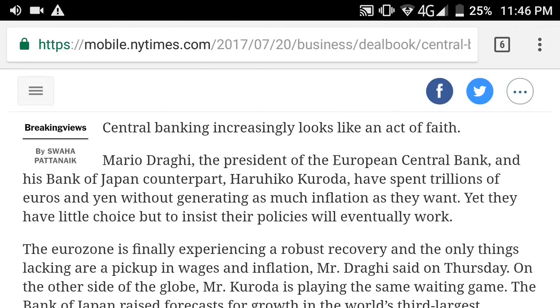Central banking increasingly looks like an act of faith. And this is quite interesting coming out of the New York Times. Mario Draghi, the president of the ECB, and his Bank of Japan counterpart, Kuroda, have spent trillions of euros and yen without generating as much inflation as they want. Yet they have little choice but to insist that their policies will eventually work. They don't have the inflation that they desire. They can't even get people working. They are unable to basically get the economy moving in any way, shape, or form.